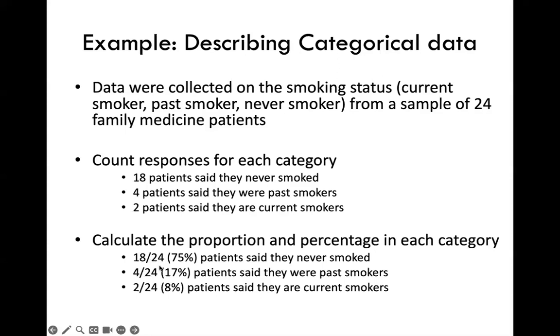Okay, so the proportion of never smokers is going to be 18 divided by the total number of people, which is 24, 18 over 24. And so that's 75% said they never smoked. 4 over 24, or 17%, said they were past smokers, and 2 out of 24, or 8%, said that they were current smokers.